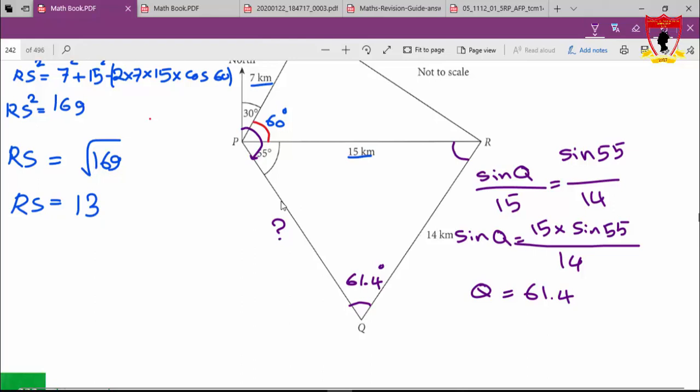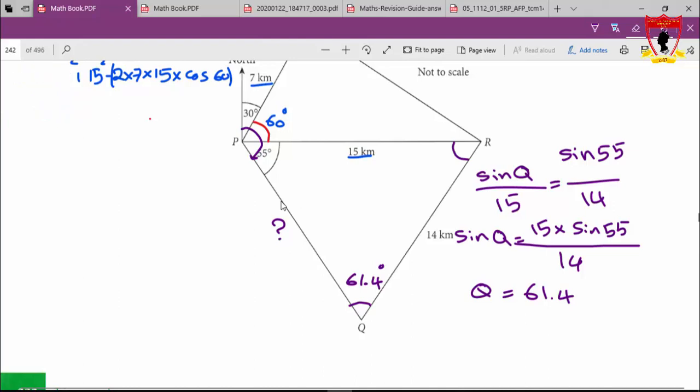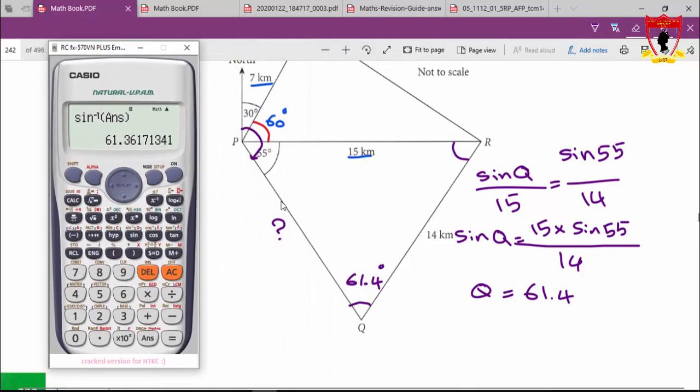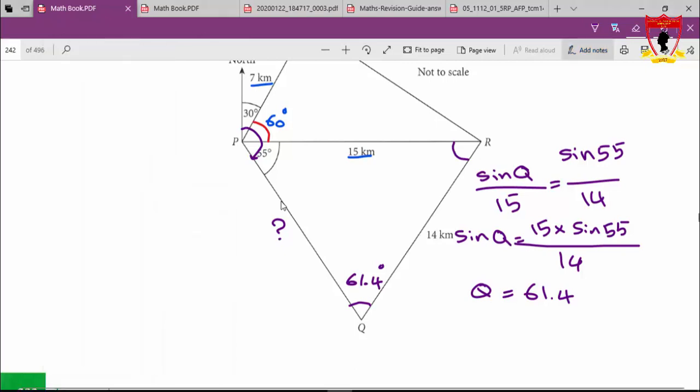Now to find PQ, again we can use sine rule. As you see, we know two angles in this triangle PQR, so easily we can get the third angle, and the third angle is just the opposite of this missing side. That will help us to find this length. To find the missing angle in this triangle, 180 minus 61.4, then minus 55, is equal to 63.6. This angle is 63.6.